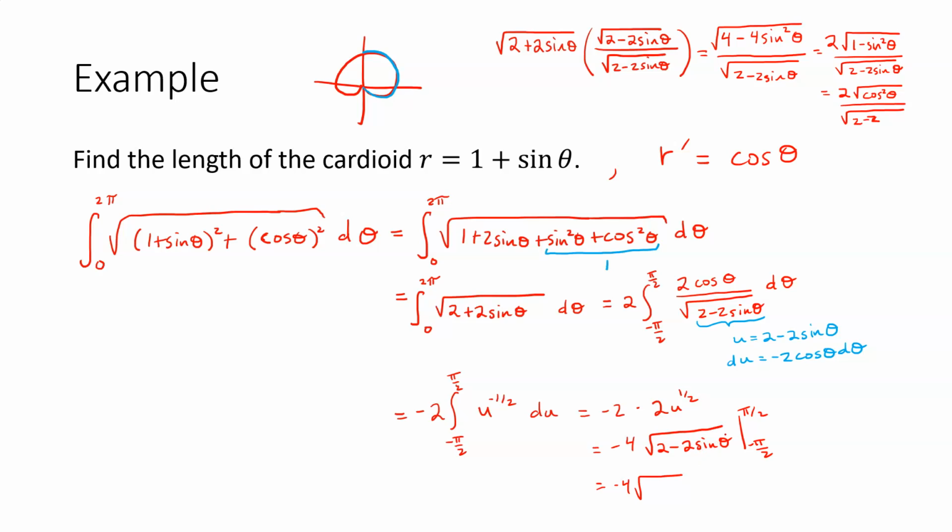Sine of pi over 2 is 1, so we get 2 minus 2, which is 0. So minus negative 4, so plus 4. Sine of negative pi over 2 is negative 1, so that'll be 2 plus 2 there. So we get 4 times the square root of 4, which is 2, so we get 8. That tells us the length all the way around this cardioid is 8.